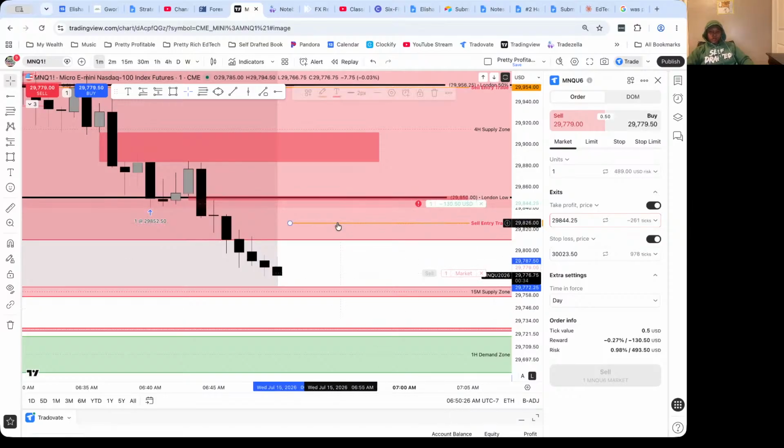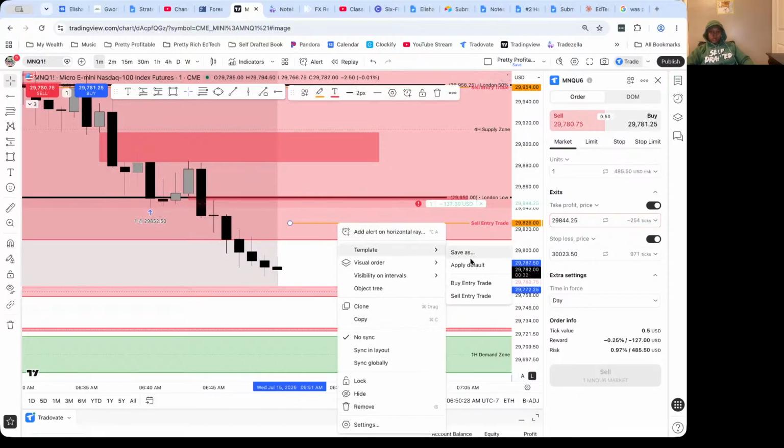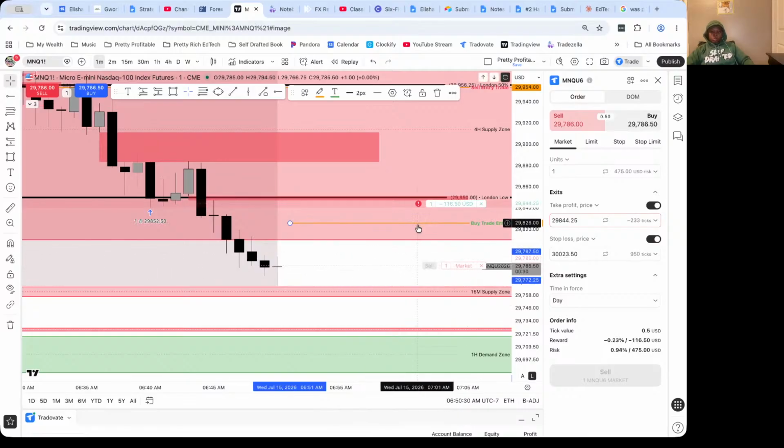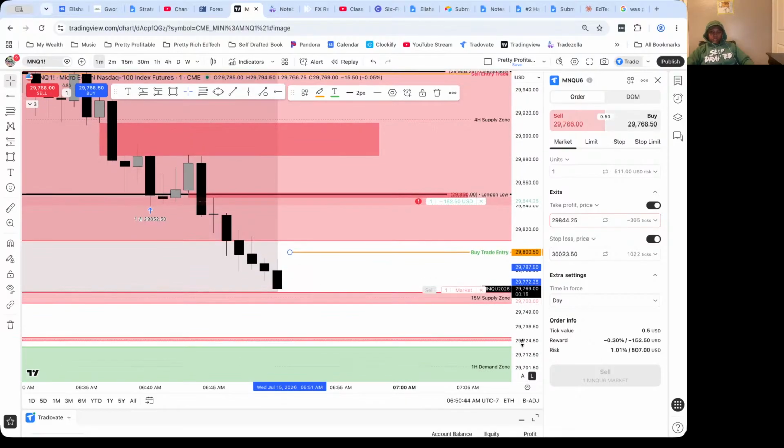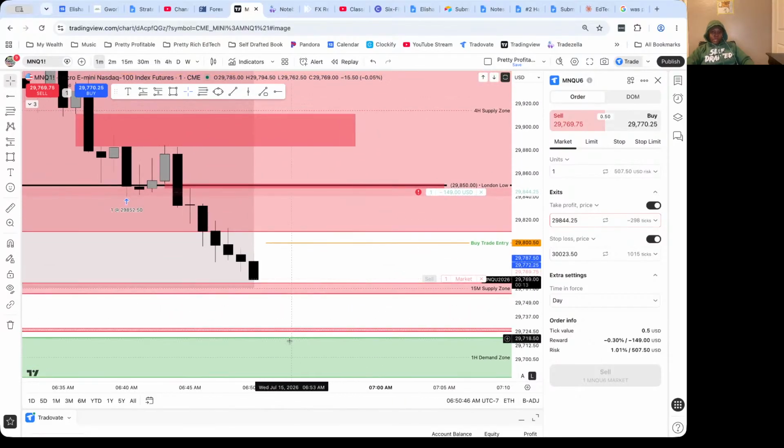So right now, I would change this to a buy entry order. Let me just see how price reacts to this demand zone right here.